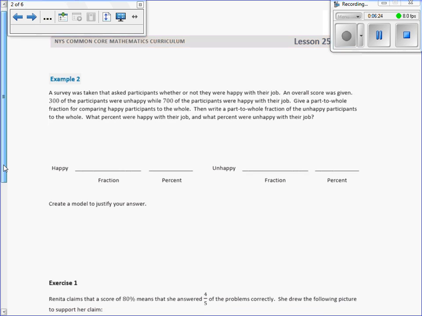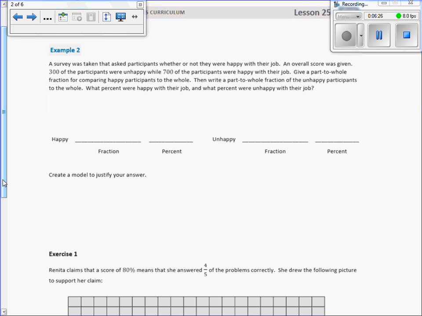Example 2. A survey was taken that asked participants whether or not they were happy with their job. An overall score was given. 300 were unhappy, while 700 of the participants were happy. 300 were unhappy. 700 were singing the Pharaoh song. All right. Give a part to whole fraction of the company, comparing happy to all of them.